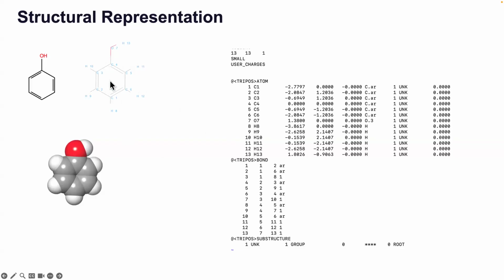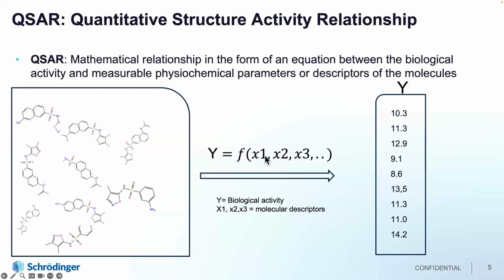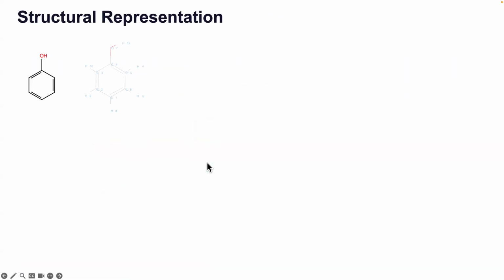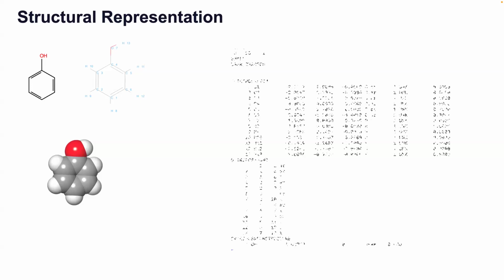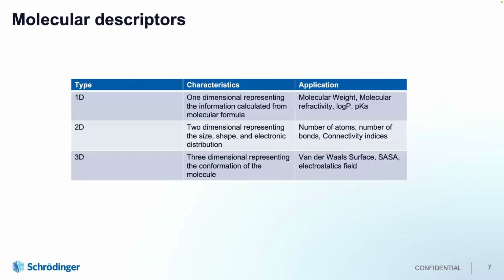All these numbers are nothing but my x1, x2, x3, all the descriptors. They represent your molecule. It could be molecular weight, polar surface area, number of bond connectivity, so anything could be your descriptor. In the literature, there are many descriptors. Some are 1D, 2D, or 3D. 1D is nothing but a simple number: molecular weight, refractivity index, pKa of the molecule, logP. All those are one-dimensional descriptors that I can give as an input.